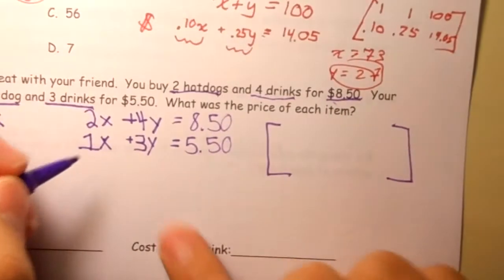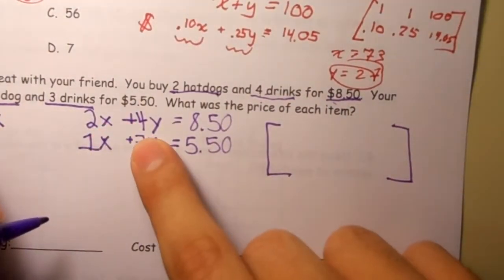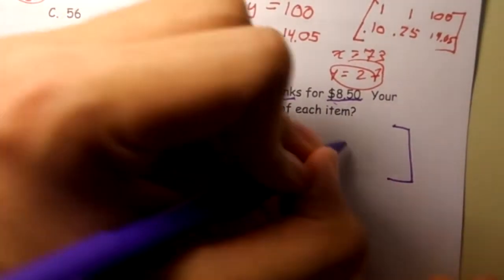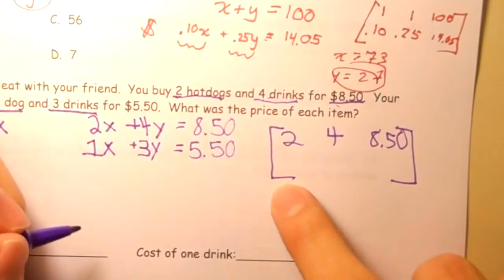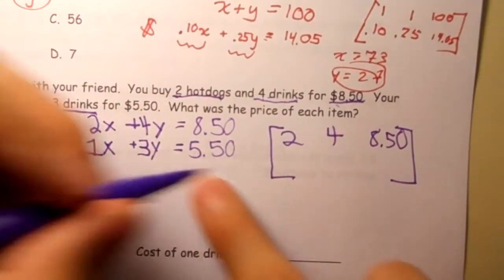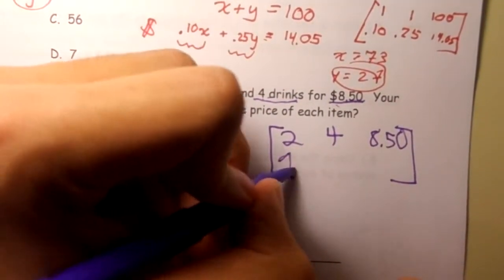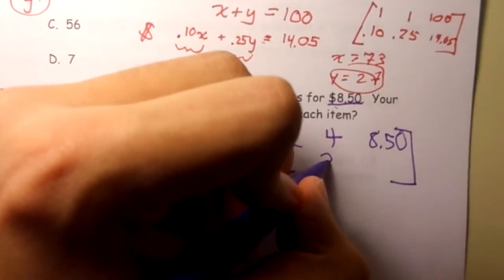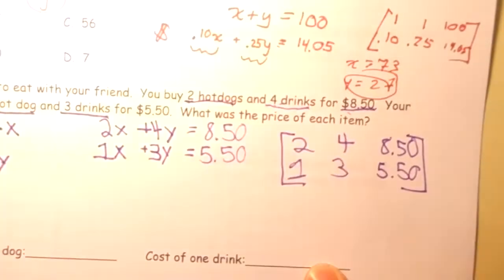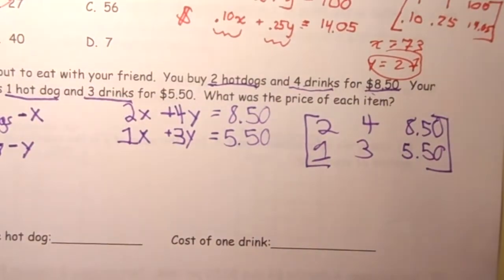What are our numbers? 2, 4, and 8.50. And the second row, we have 1, 3, and 5.50. So let's create that matrix, okay?